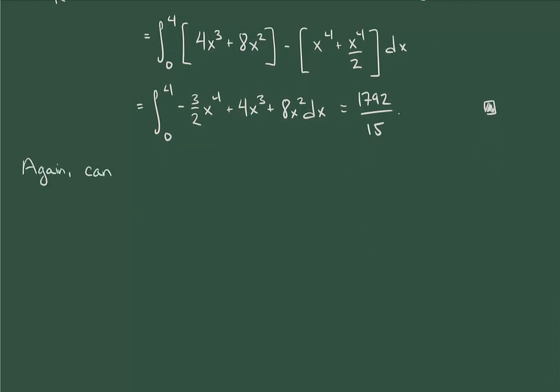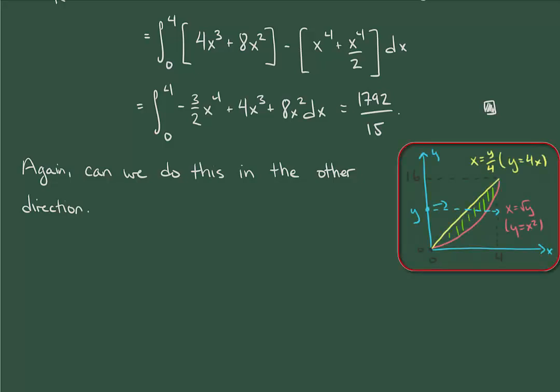Well, once again, we can compute this thing in the other direction, but it requires that we write it down in a slightly different way. So here I've illustrated it, but I've changed a couple of things. So I've written x is y over 4 instead of y equals 4x, and I've done the same thing for the other curve. I've written it as the square root of y.